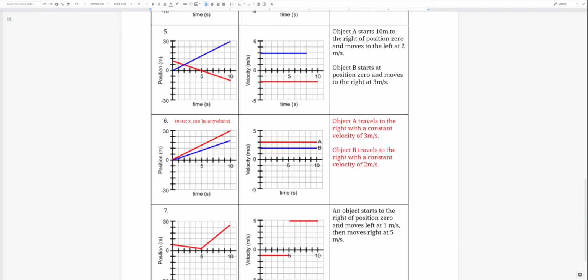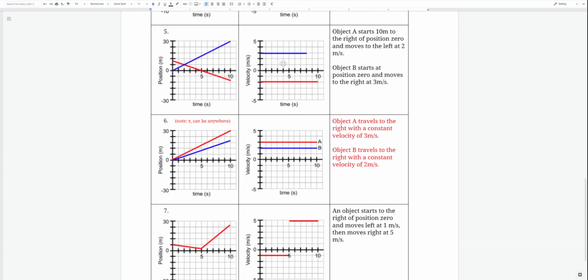Object B, it starts at position 0, so there we go, right at the origin, and it moves to the right at 3 meters per second. Since our scale here is going up by 6, I think I said 5 for the first problem, but I'm sure we figured it out by now. So if we go up by 6s here, up to 30, 10 seconds later, we get to 30.